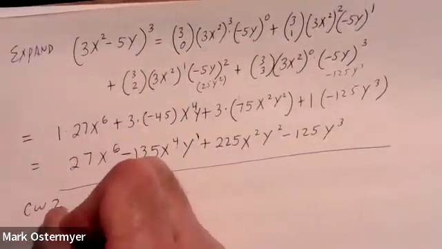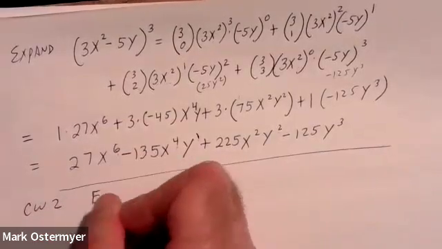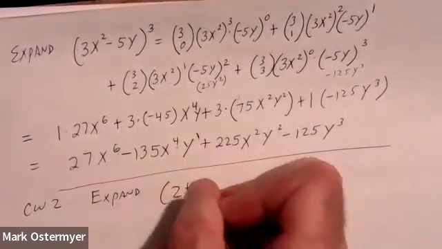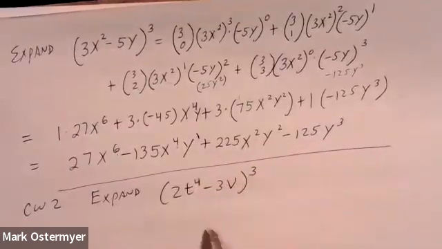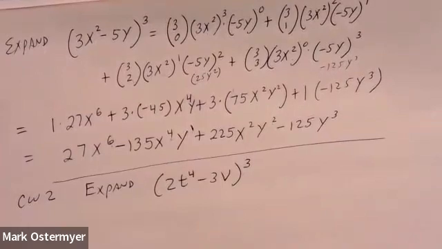All right, classwork number 2. Let's see if you can expand this out using the binomial theorem. 2t to the fourth power minus 3v to the third power. Expand that out by using the binomial theorem. Okay, we'll call that classwork number 2.